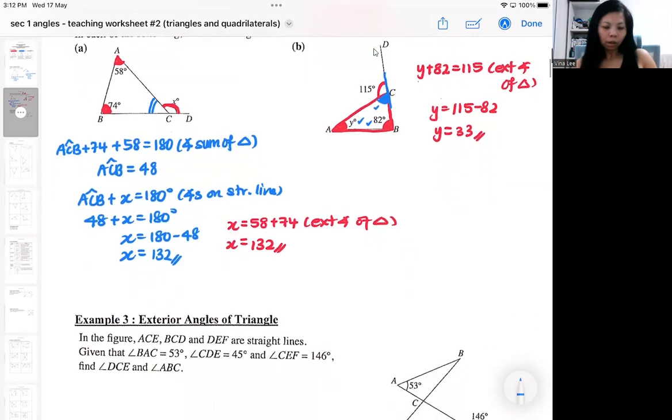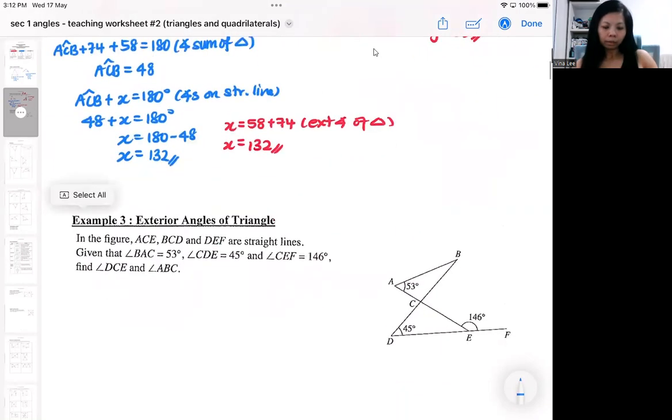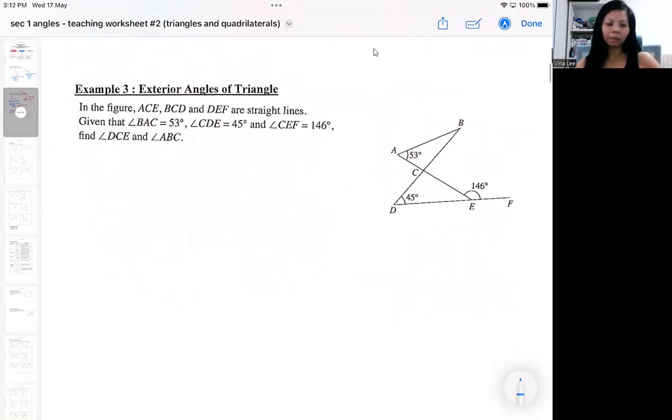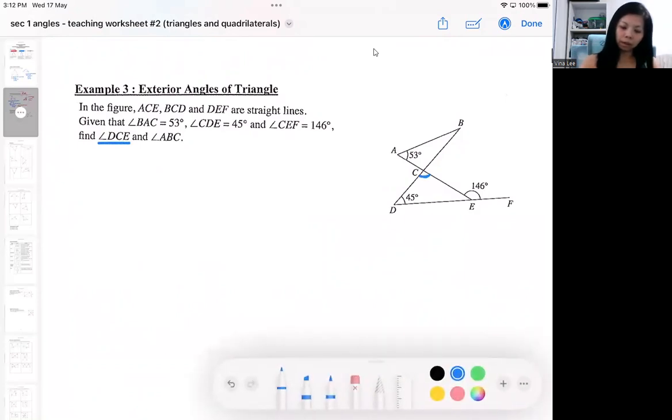Okay, so another question. Here we got two triangles combined, and we got two angles we want to find. Okay, look through the information first. Okay, which angles are they asking you to find? So the first one is I'm supposed to find DCE. DCE is here, and then ABC is here.